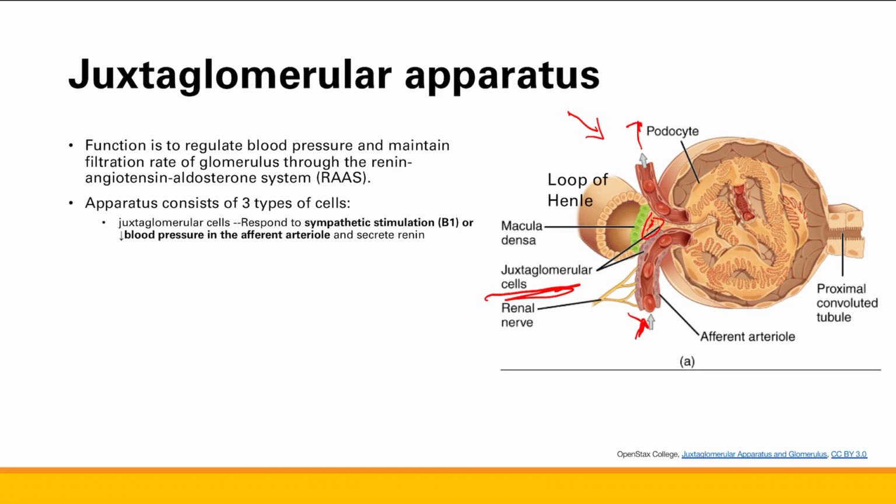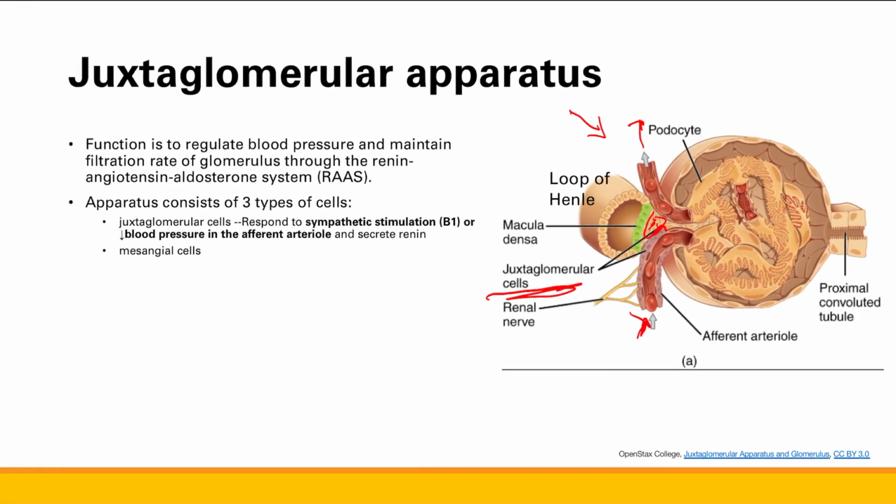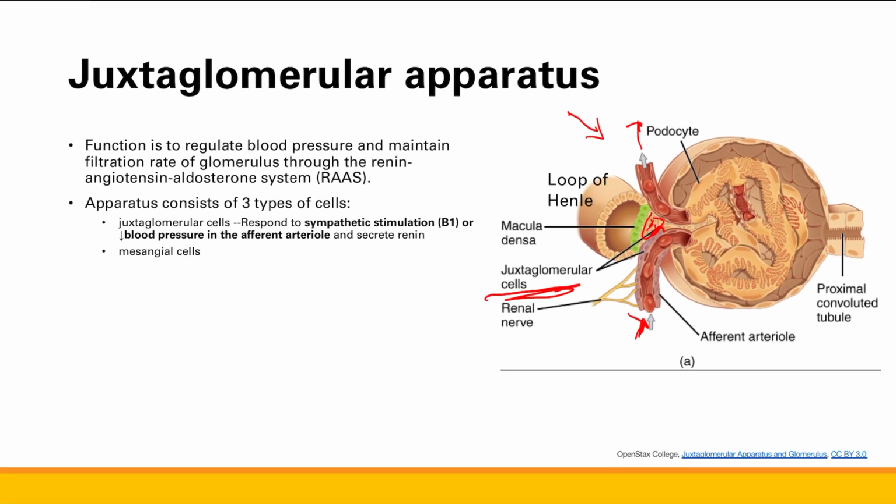Juxtaglomerular cells are modified smooth muscle cells of the afferent arteriole. They respond to two things: sympathetic stimulation. Do you remember? I just told you, where does this sympathetic stimulation come from? What triggers it? Remember, it's the baroreceptors in the aorta and the carotid. And then they also measure blood pressure in the afferent arteriole, so they will respond to decreased blood pressure in the afferent arteriole. Okay, and again, they will secrete renin in response to either of these. So these are smooth muscle cells of the afferent arteriole. They can respond to decreased blood pressure here or to sympathetic stimulation.